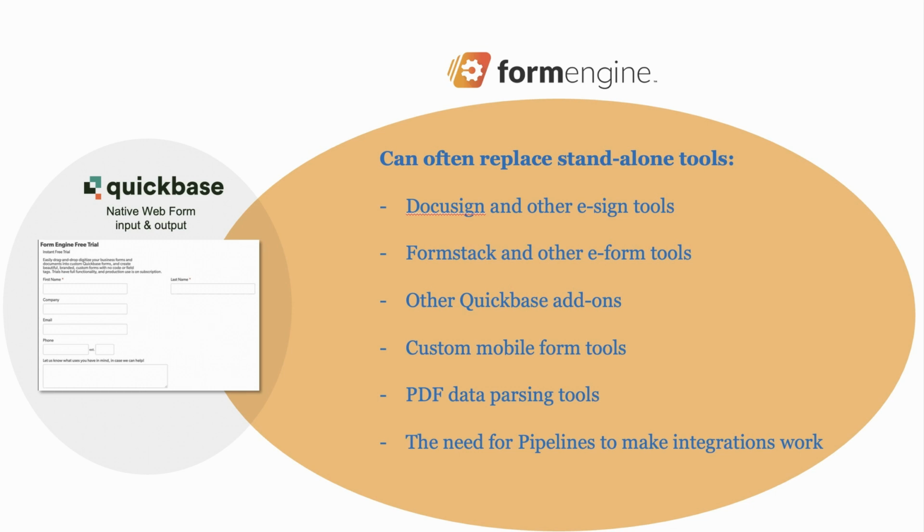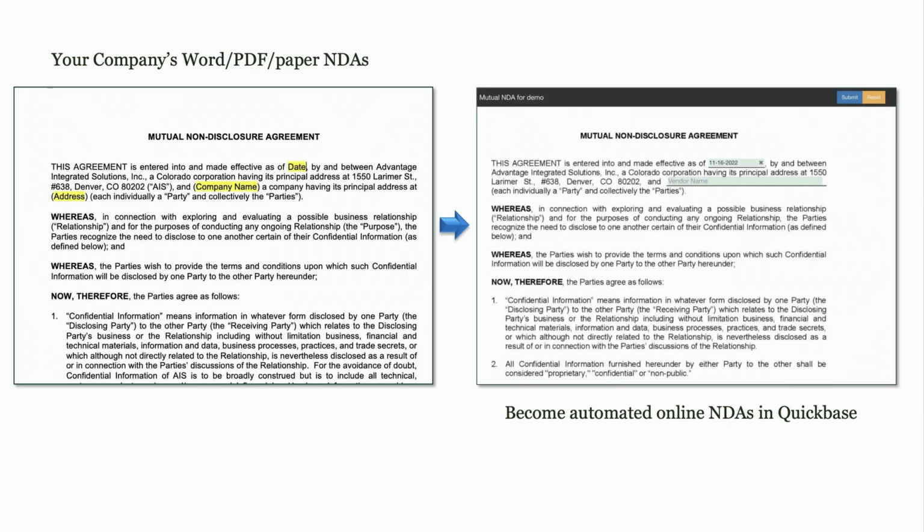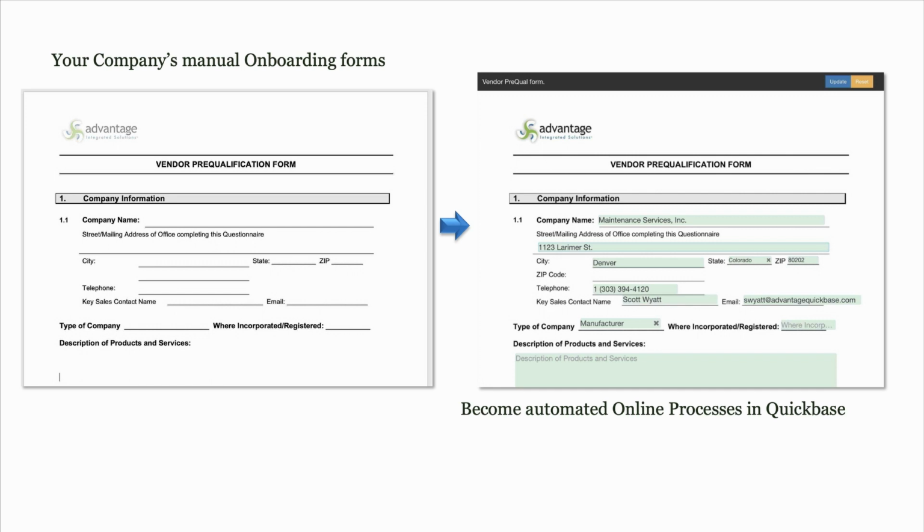Here are a few examples of what you can now have. Your company's offline government forms like W-4s, I-9s, and others can be automated online transactions in QuickBase. Your Word, PDF, or paper NDAs become automated online NDAs. Your company's manual onboarding forms can become automated online processes.